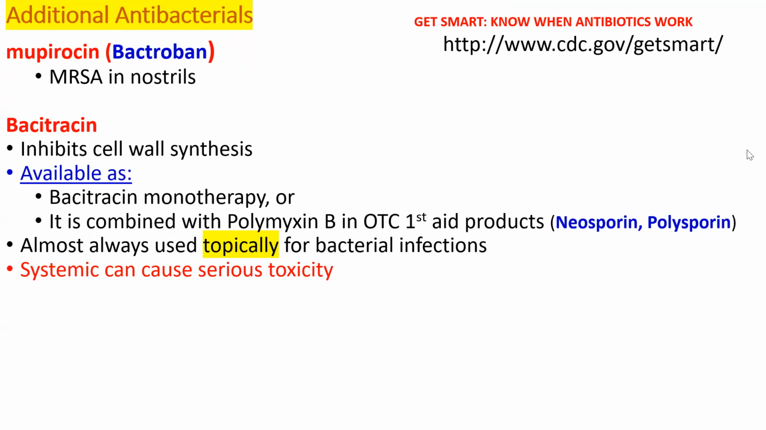Mupirocin, or Bactroban, is a very effective ointment for MRSA in the nostrils.